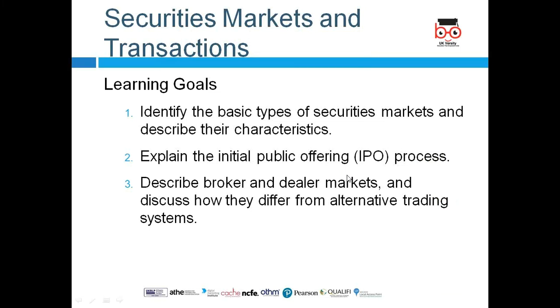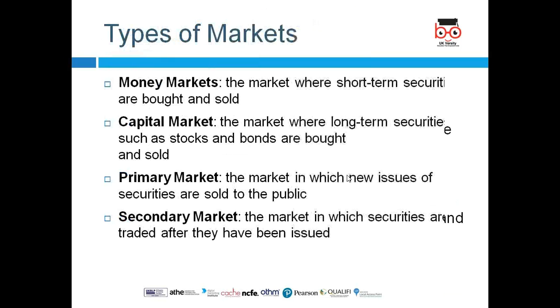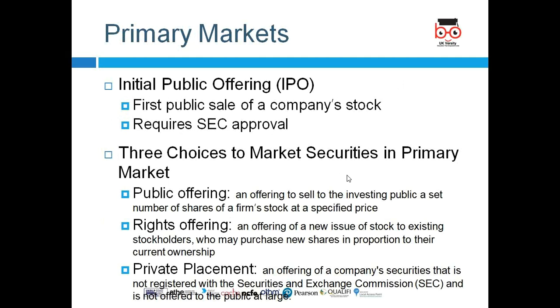Okay. Then all these learning outcomes being addressed, like types of market we discussed during last lesson. Yes, we can discuss the money market, capital market, primary market, and secondary market. Primary market, you already know. First public sales of the company stock required the Security Exchange Commission approval. Of course, if we don't have approval, we can't really sell it. There are 3 choices of the market security in the primary market: public offering, right offering, and private placement.